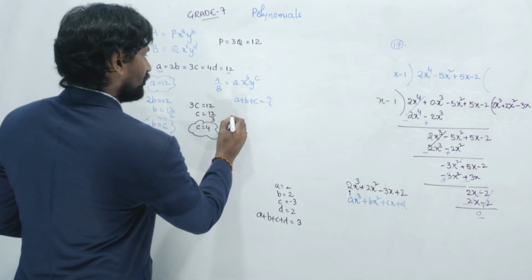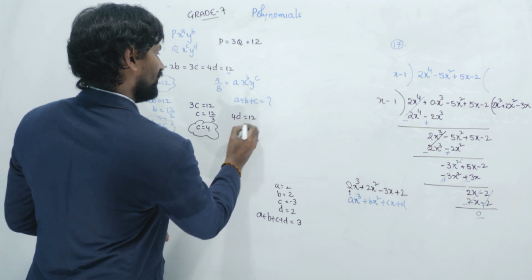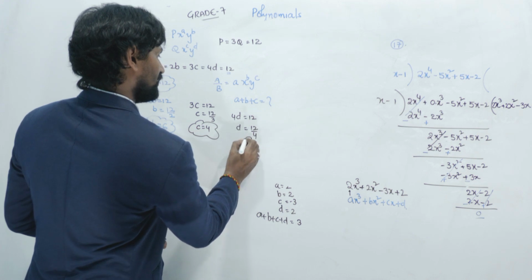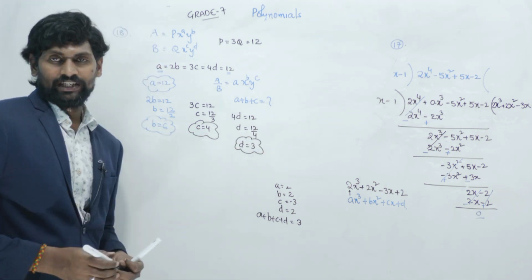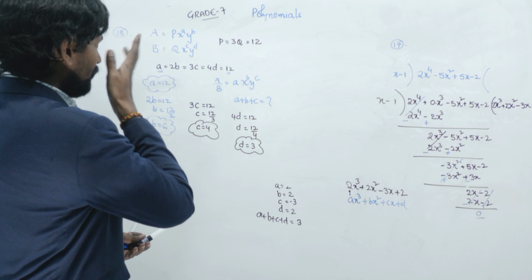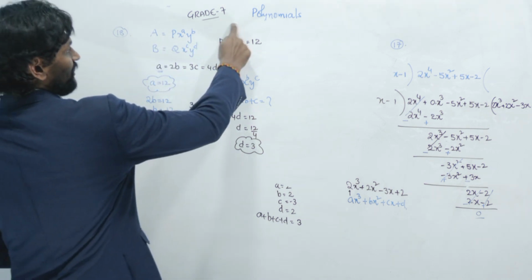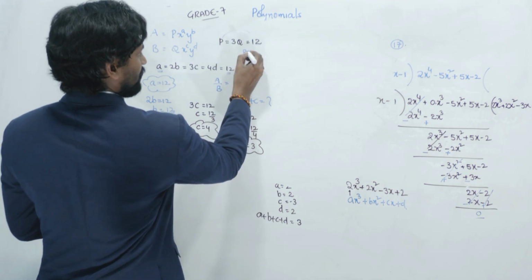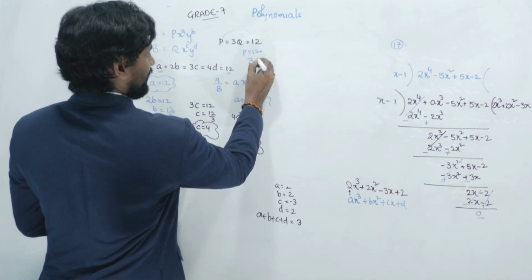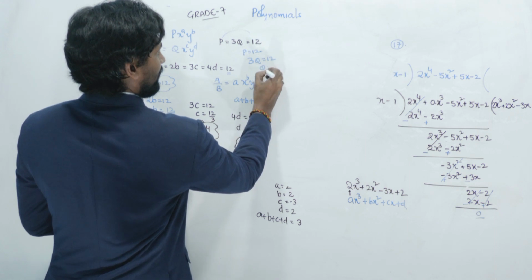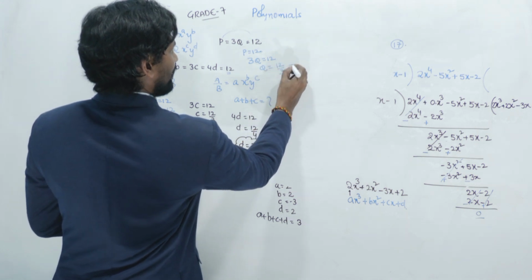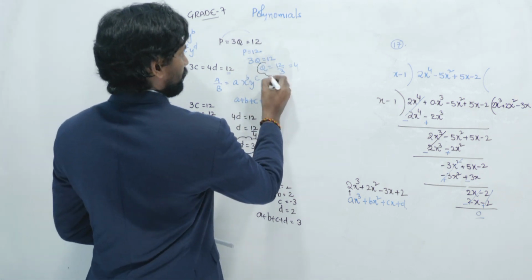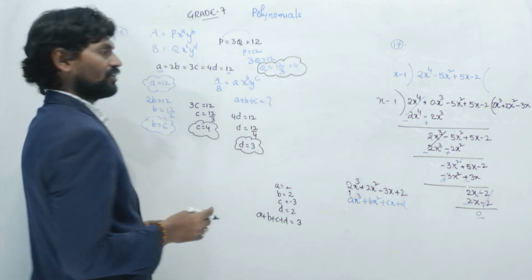Last, d value. 4d equals 12. d is equal to 12 by 4. Then d value is 3. Yeah, I got a, b, c, d values. Now P value and Q value. P value is 12. So from this we can say that here P is equal to 12, and here 3Q is equal to 12, then Q is equal to 12 by 3, nothing but 4. Q value is 4. Okay.